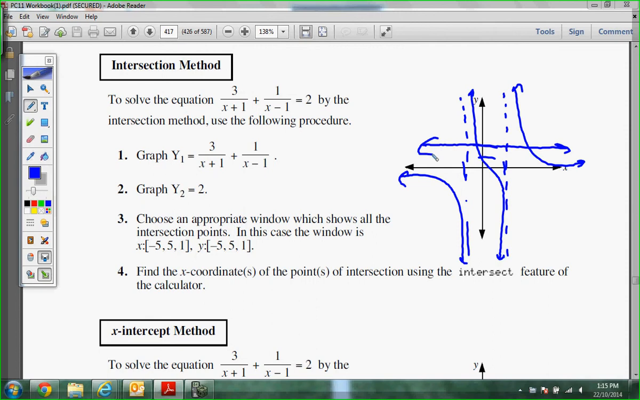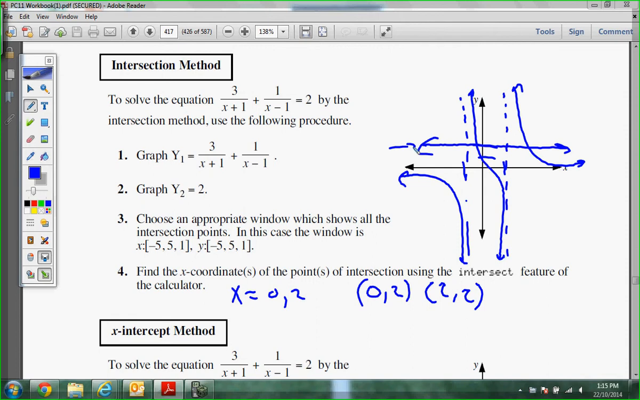And then for 4 down here, this is where we got x was 0 and 2. Or if you write them as points, we got (0, 2) and (2, 2). And like Kyle said, we're going to get 2 every time for the y because that's what the line is going through. It's at 2.